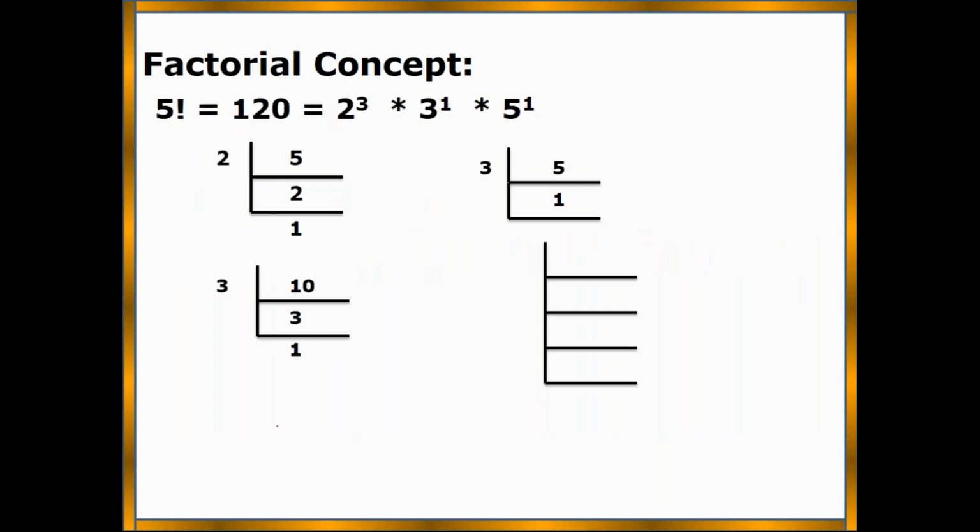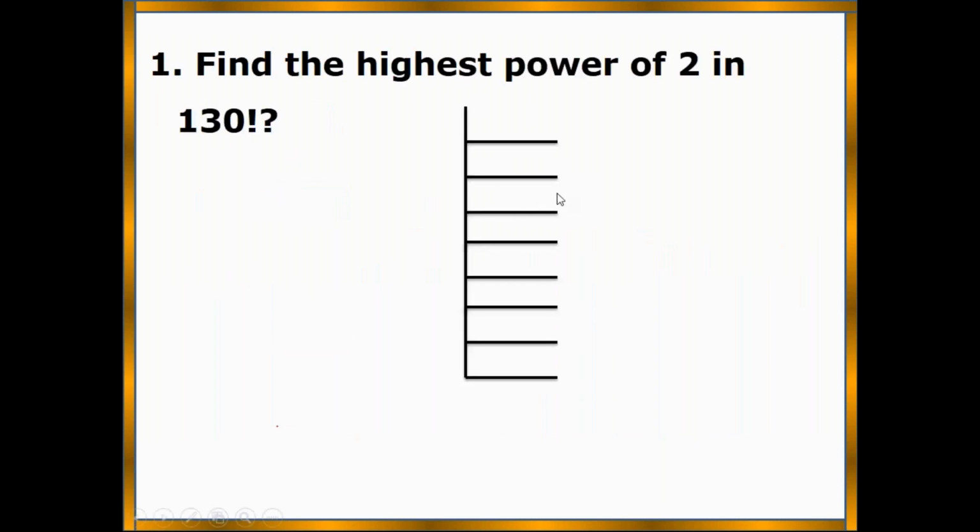So write down the example. Find the highest power of 2 in 130 factorial. Same concept: 2 is the divisor and 130 is the number. 2 65s are 130, 2 32s are 64, 1 is the remainder, ignore that. 2 16s, 2 8s, 2 4s, 2 2s, and 2 1s. So after that, what will you do?